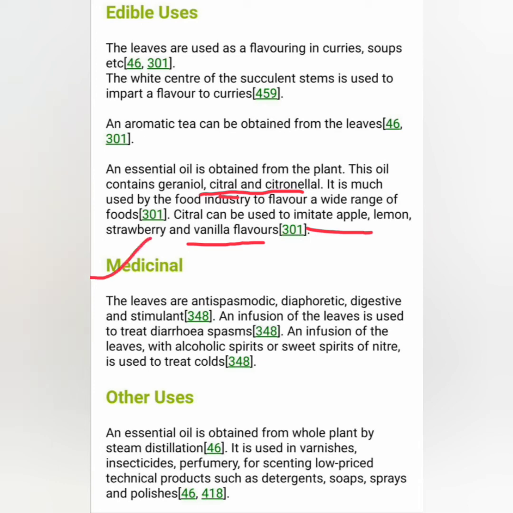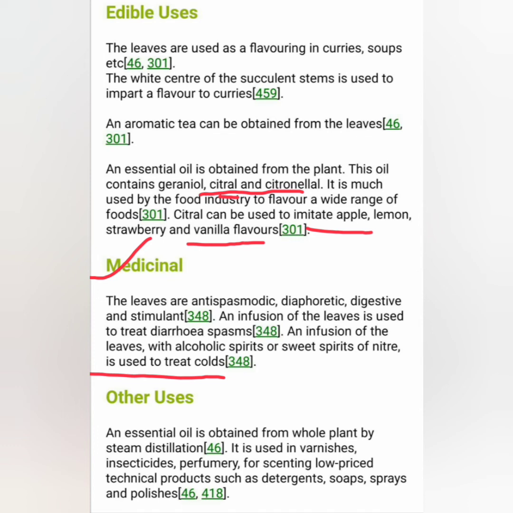And in medicinal uses, the leaves are anti-spasmodic, diaphoretic, digestive, as well as stimulant. An infusion of the leaf, meaning when you grind the leaf and mix it with water, that infusion is used to treat diarrhea and spasm. And also with alcoholic spirits or sweet spirits of nitre, it is used to treat colds. So these are some of the medicinal properties of the leaves.